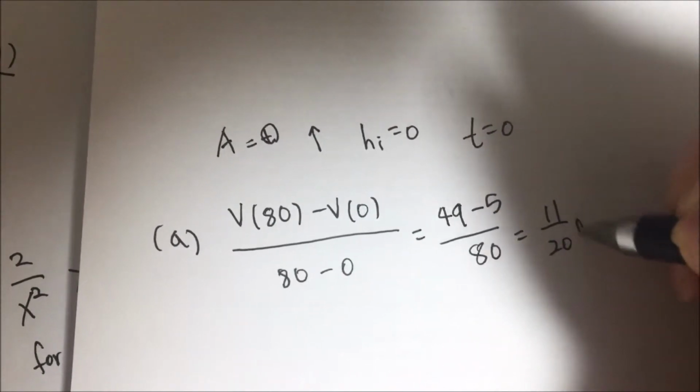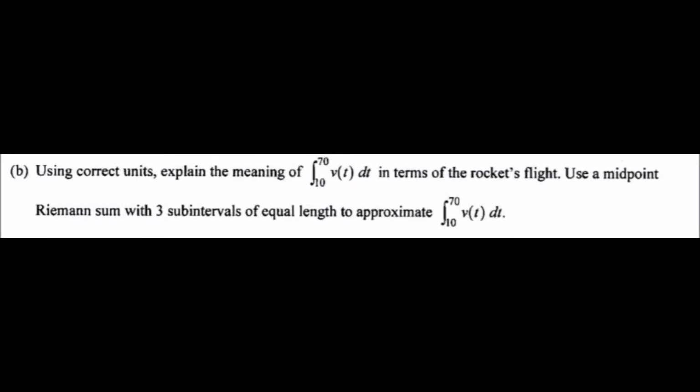feet per second squared. Part B says using correct units, explain the meaning of the integral from 10 to 70 of v(t) dt in terms of the rocket's flight. Use a midpoint Riemann sum with 3 subintervals of equal length to approximate it.